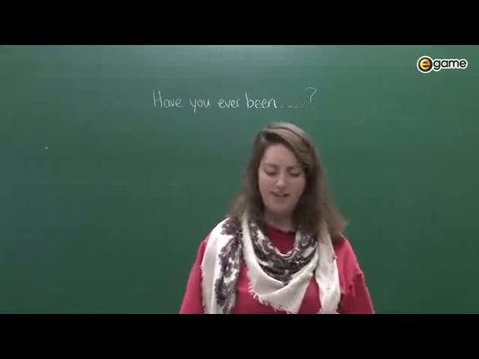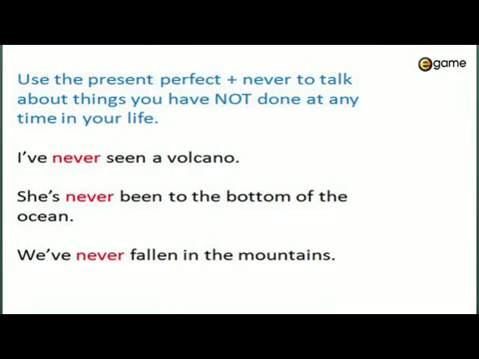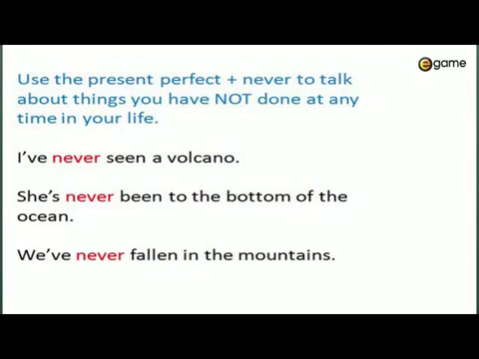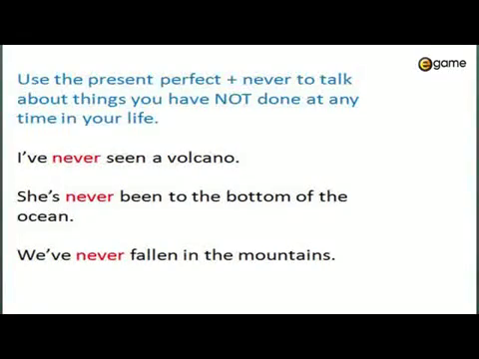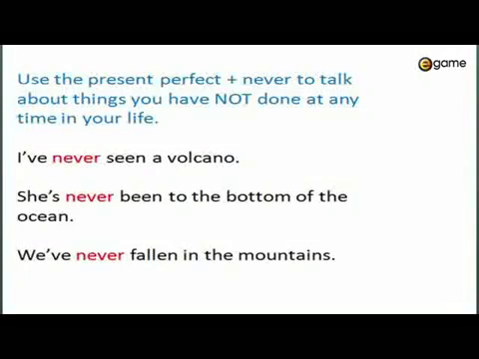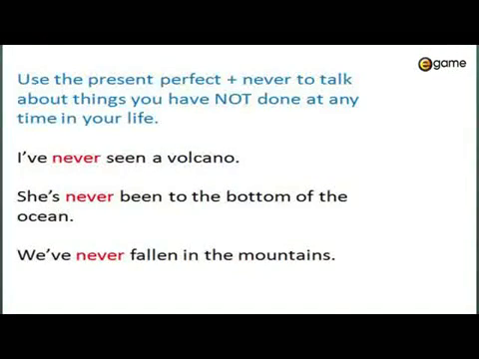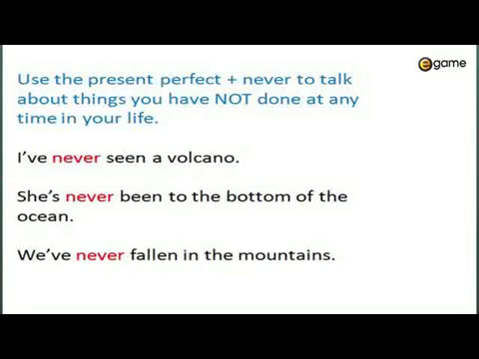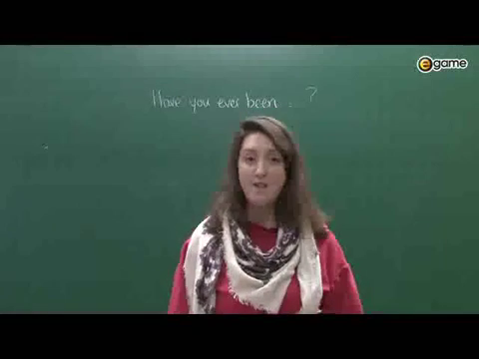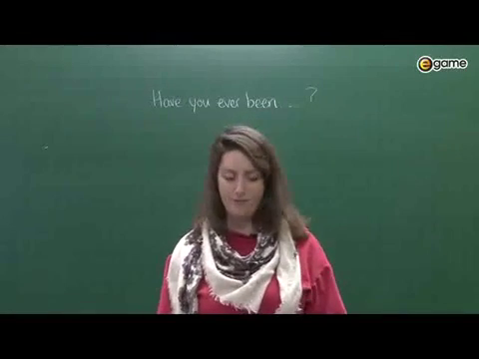So how about the opposite? What if you haven't ever done those things? Let's see how to use the present perfect and never to talk about things that you have not done at any time in your life. For example, I've never seen a volcano. She's never been to the bottom of the ocean. We've never fallen in the mountains. So we use never for something we have not done at any time in our life.